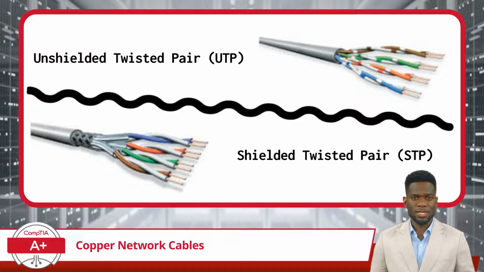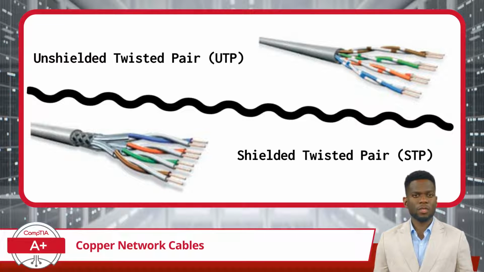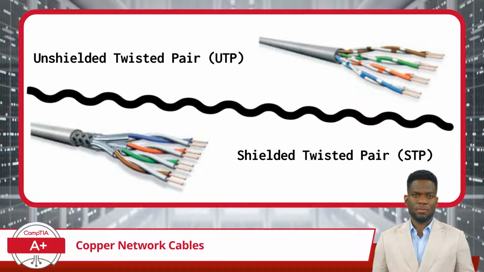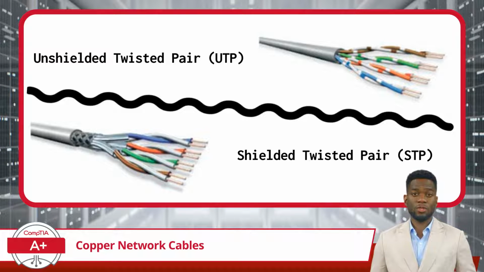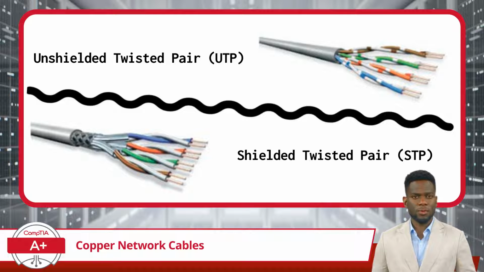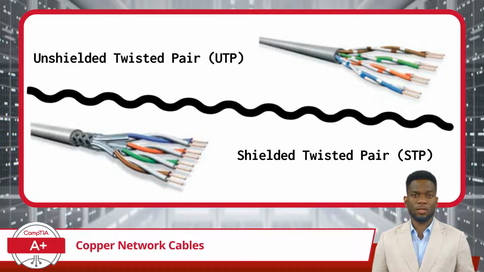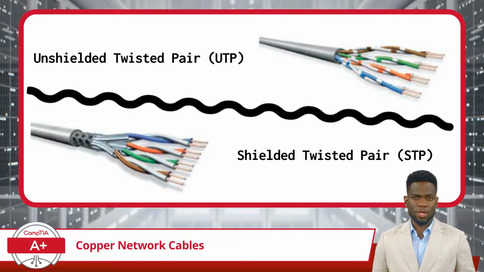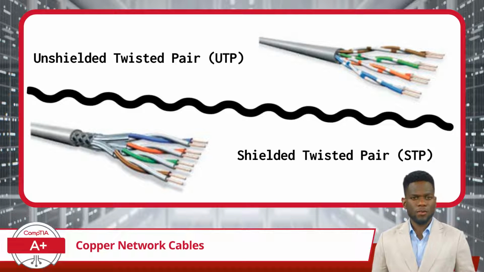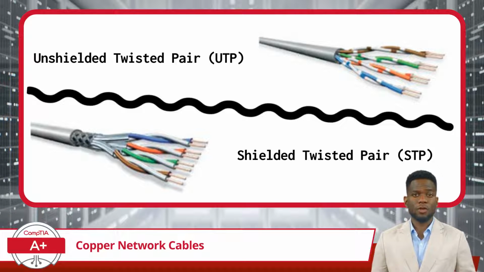Next, we have two main types of twisted pair cables: unshielded twisted pair, or UTP, and shielded twisted pair, or STP. UTP cables do not have any additional EMI protection beyond the twisting of the wire pairs. STP cables, on the other hand, feature an extra layer of shielding, such as foil or braided metal, that is wrapped around the outside of the wire pairs, providing further protection against interference. These STP cables are commonly used in environments where there are high levels of electromagnetic interference, such as industrial settings or areas with heavy machinery.